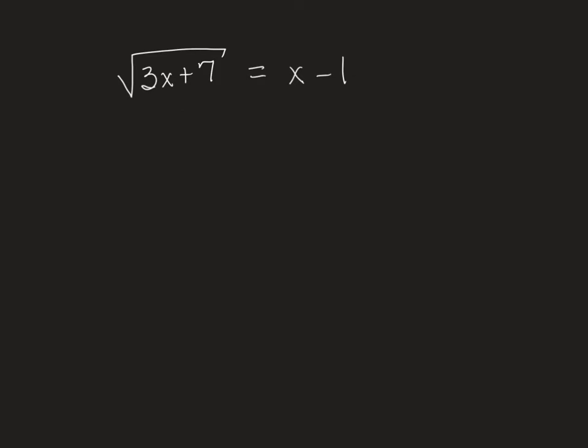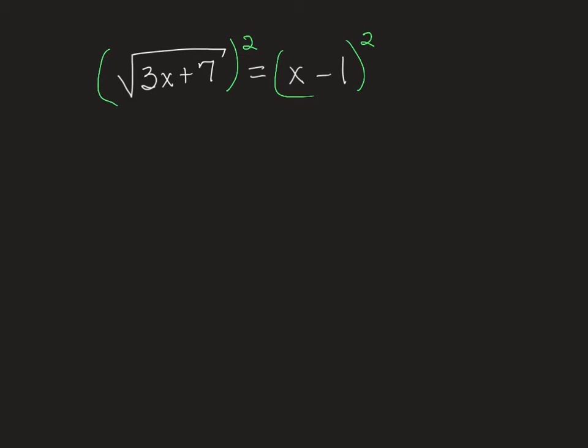I have the square root of 3x plus 7 equals x minus 1. Looking at this, I have a square root. It is alone, there's nobody on the outside of it anywhere, and it is equal to my binomial. So the first thing I'm going to want to do is raise it to the same power as the index. My index is 2, so I'm going to square this side and square this side.